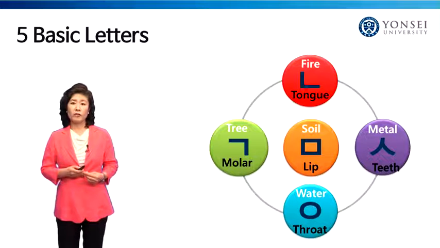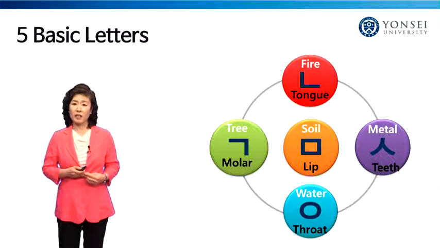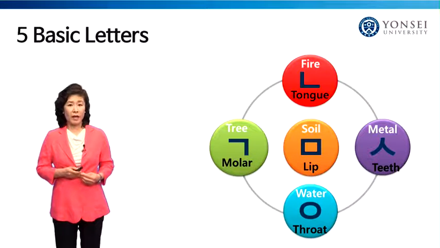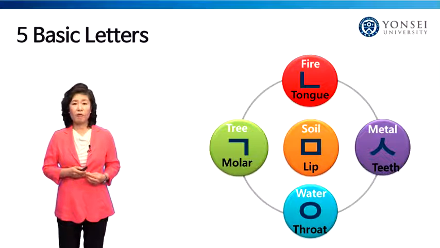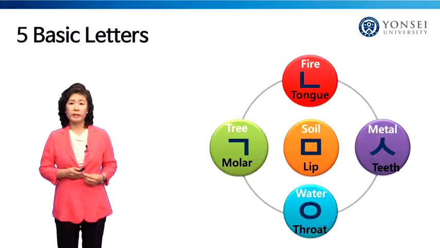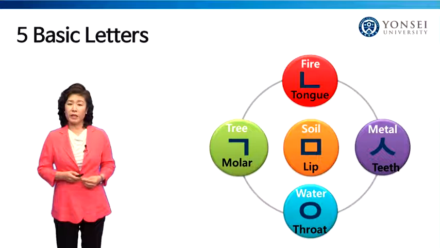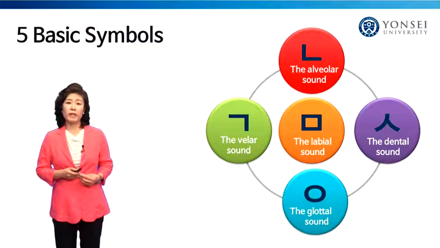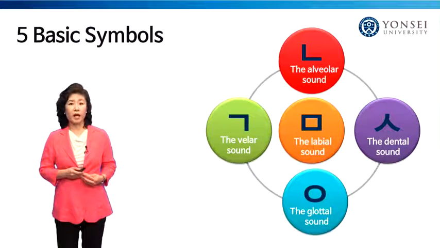5 sides are involved in the creation of the basic consonants, which are the throat at the most inside part, the molars, then the palate, the lips at the most outside part, and the teeth at the inside again. 5 elements: tree, fire, soil, metal, and water. The principle of 5 elements from the Eastern philosophy was applied to the consonant sounds and their position in the mouth.